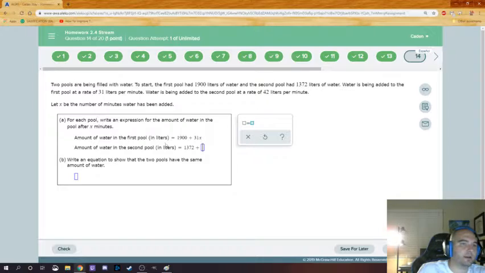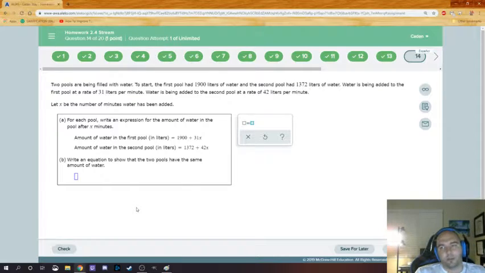And they're adding 42 liters a minute. Now here's the thing. We don't need to actually solve the problem, which we could, with the technology and knowledge that we have. But they don't want you to solve it. They want you to figure out what equation you would need to put together to solve.